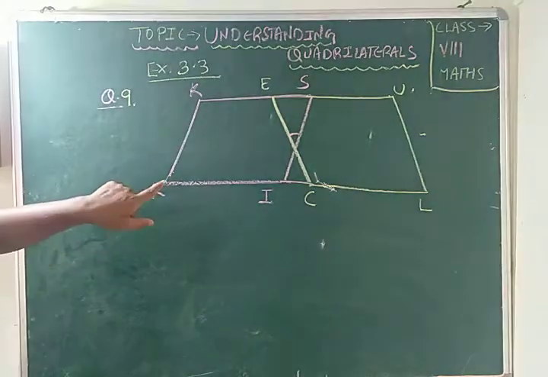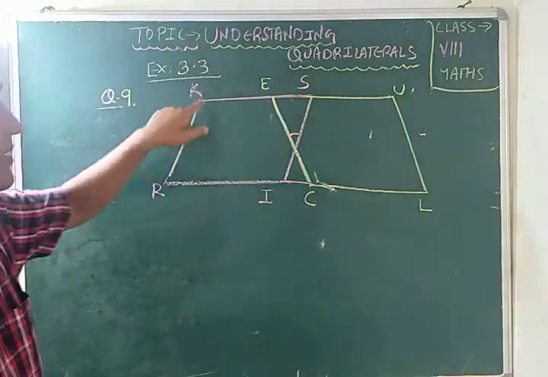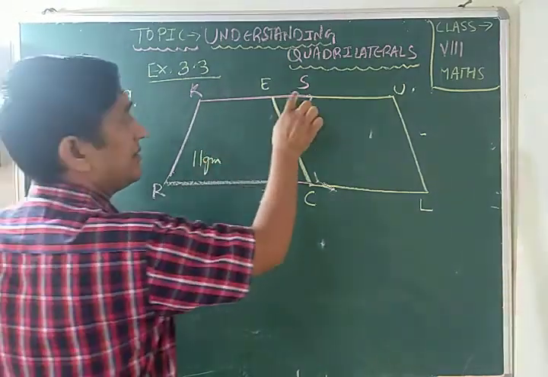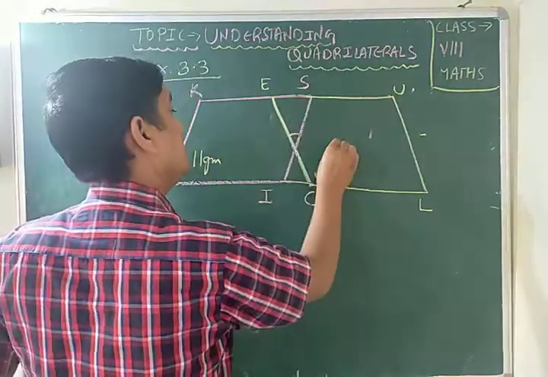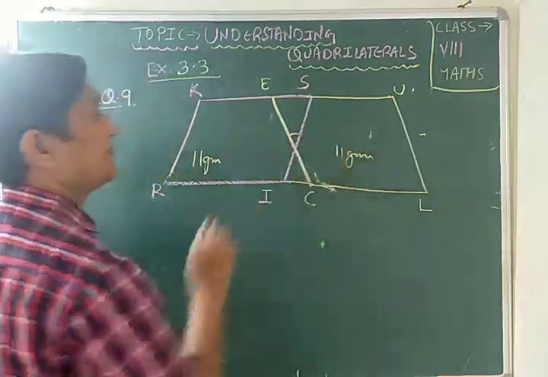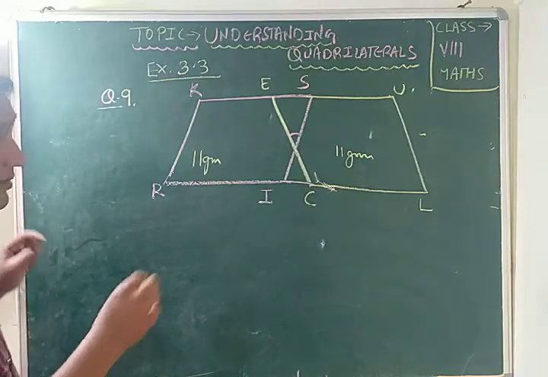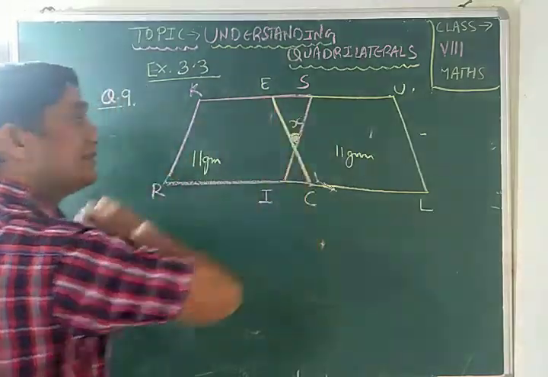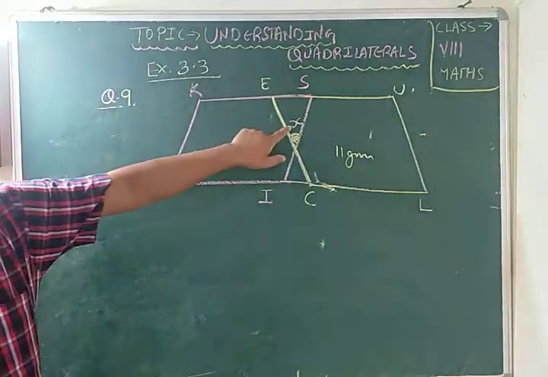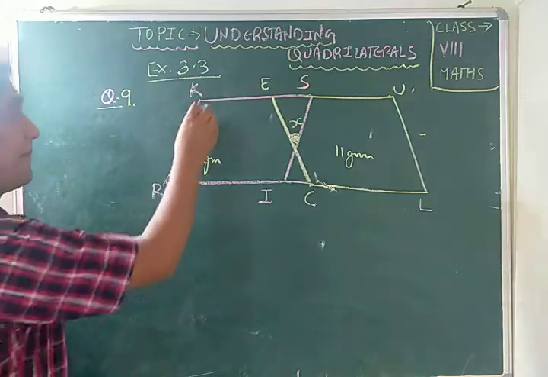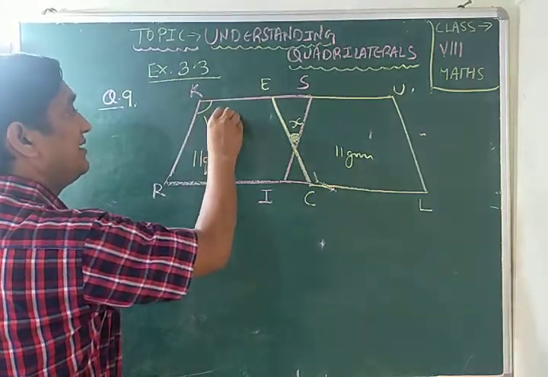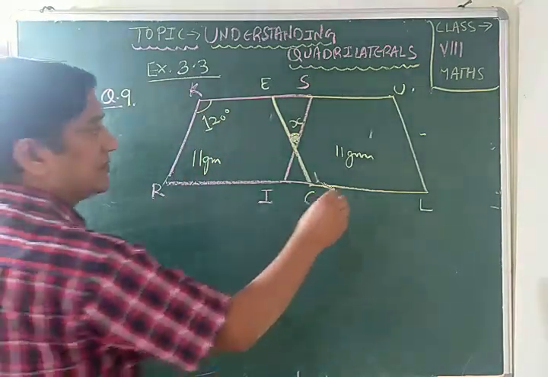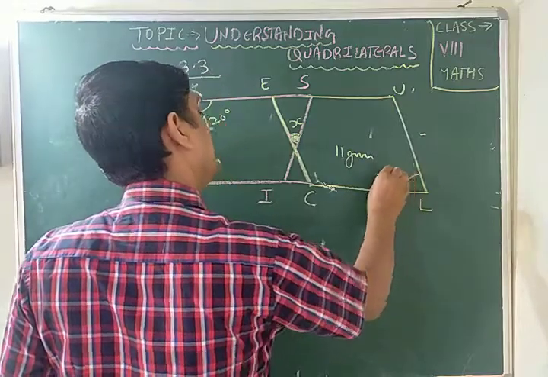Okay. Now look, RISK is a parallelogram, and CLUE is also a parallelogram. Now children, in this figure, we have to find this angle. This is named as x. This we have to find. And what else we have here? We have this angle 120 degree, angle K, and this angle is given 70 degree.